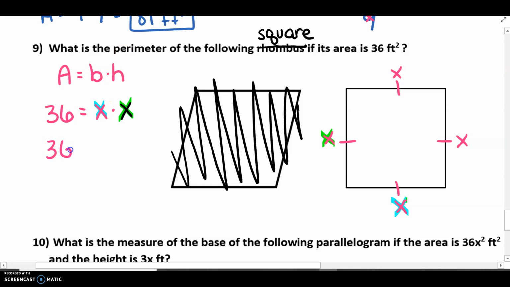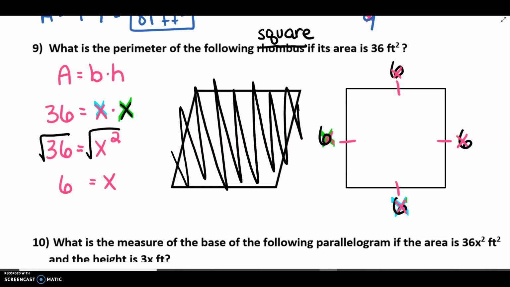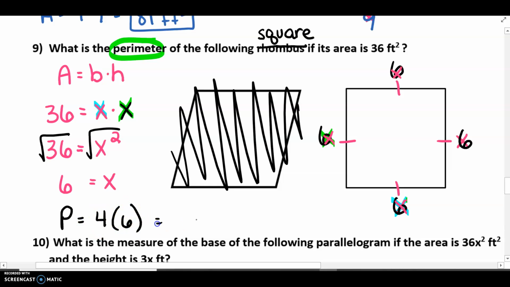Which means 36 is equal to x squared, and in order to solve for x, I take the square root. Since we're dealing with measurements, I only care about the positive answer to that, so I have that x is 6. So if every single side is actually worth 6, I can now find the perimeter. The perimeter adds up all 4 sides. So I have 4 sides worth 6, giving me a perimeter of 24 feet.